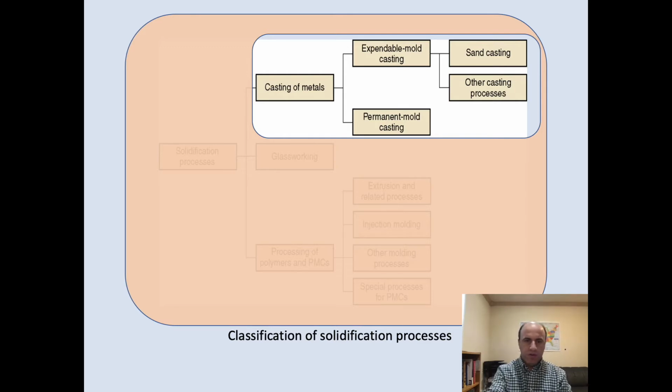In the top part here, we have two subcategories for the metals: expendable mold casting and permanent mold casting. In expendable mold casting, the mold is composed of sand material. Also, we have other types of expendable mold casting. We try to cover this section.